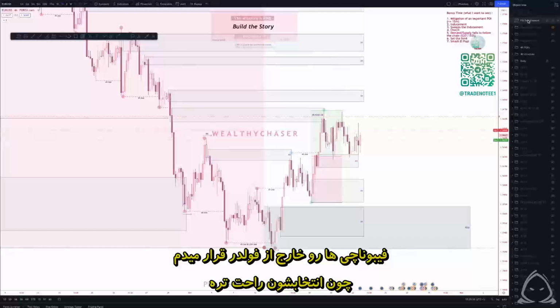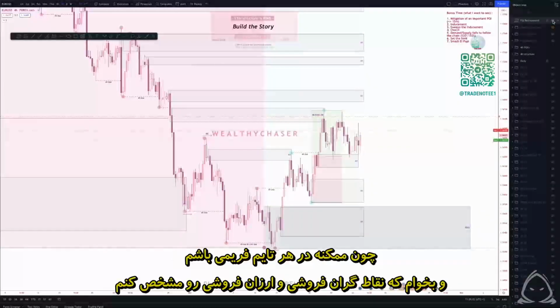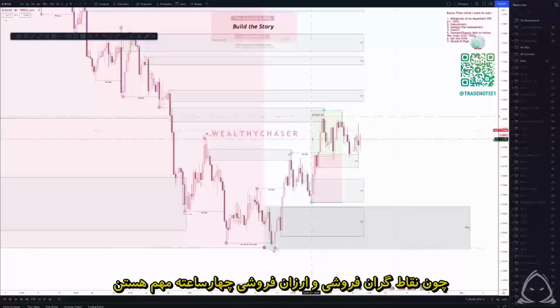I also put the fib retracement outside the folders because it's easier for me to select only this drawing. I may be in any time frame and want to see if we are in a discount or premium zone of the 4-hour, because we know how important the 4-hour premium and discount zone is, right?